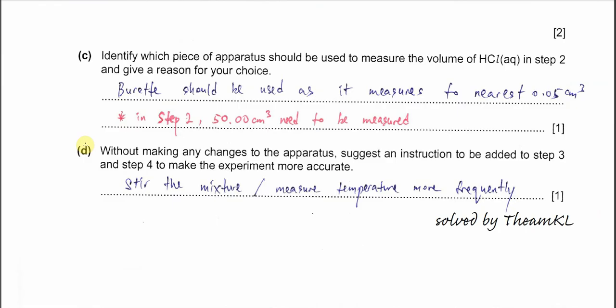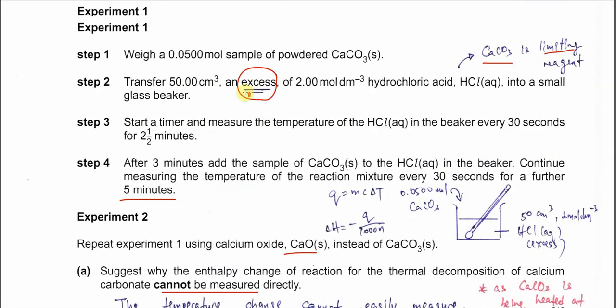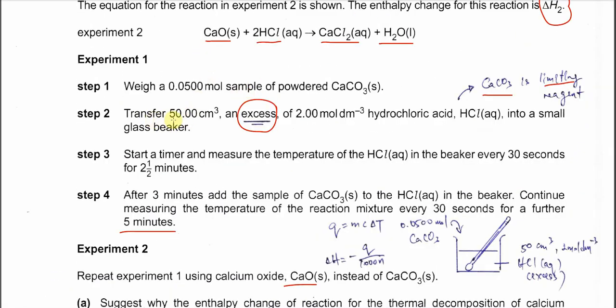Part C. Identify which piece of apparatus should be used to measure the volume of HCl in step 2, and give a reason for your choice. Let's get back to step 2. Step 2 is transfer 50.00 cm³ of the HCl.